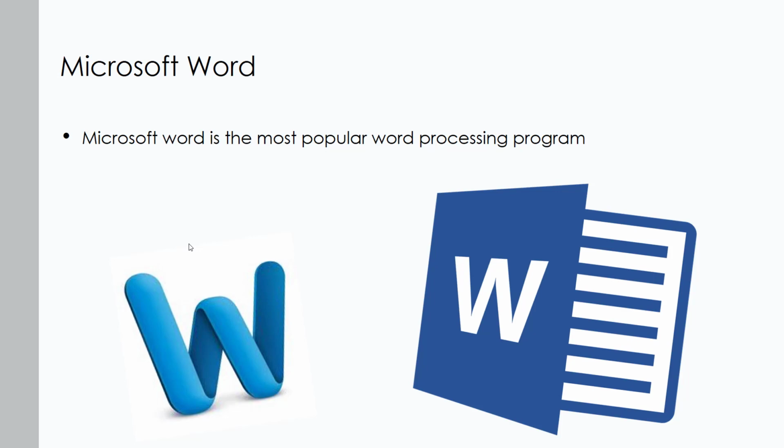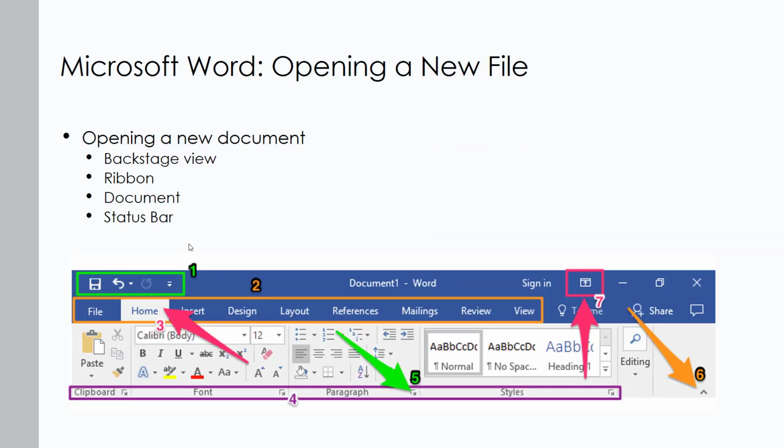So basically, we use this to do things like creating memos, typing letters. We can do resumes, newsletters, cover letters, all kinds of different documents. We can include pictures, things like that in there as well. And so as we go through this, we'll learn about all of those. So a couple basic things that we need to learn about Microsoft Word.